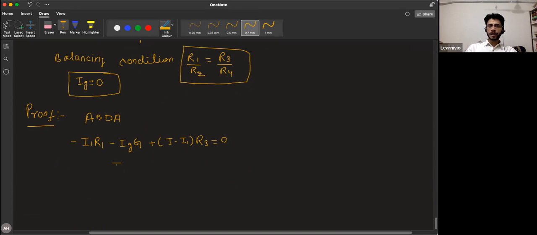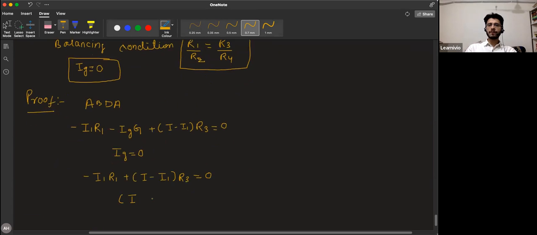So if the bridge is balanced, then you know that Ig is equal to 0. Put Ig equal to 0 here. You will have minus of I1 R1 plus I minus I1 into R3 is equal to 0. So you have I minus I1 into R3 is equal to I1 R1. That is equation number 1.